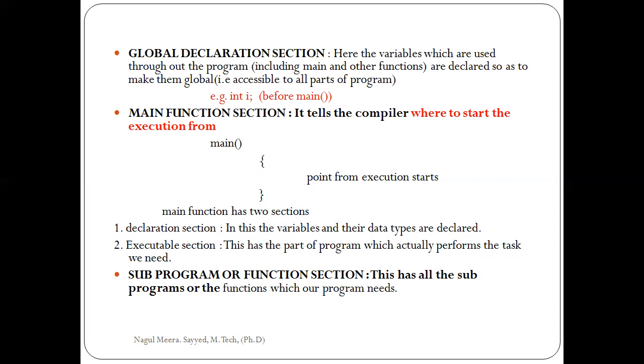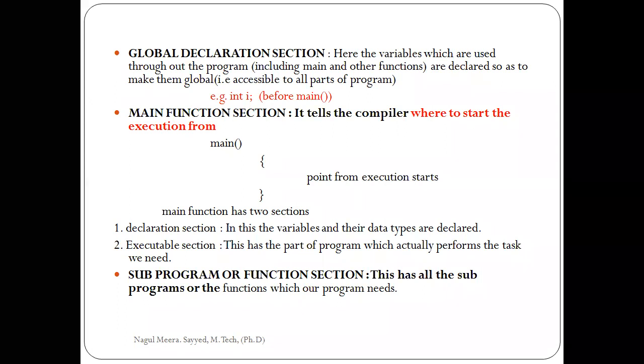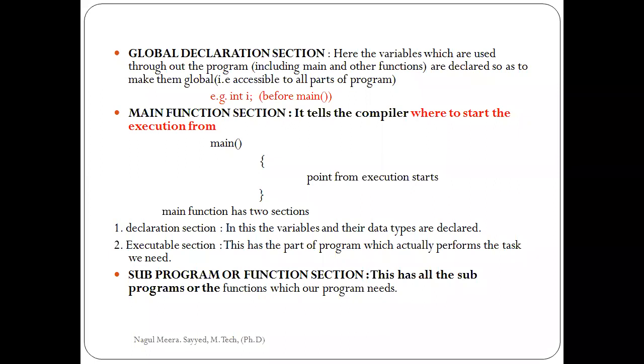Coming to our executable section, what is the meaning of this? This executable section is nothing but the tasks performed in our program. This is nothing but executable function. This is about our main function. Coming to our last section, that is the subprogram or function section. This is also optional.